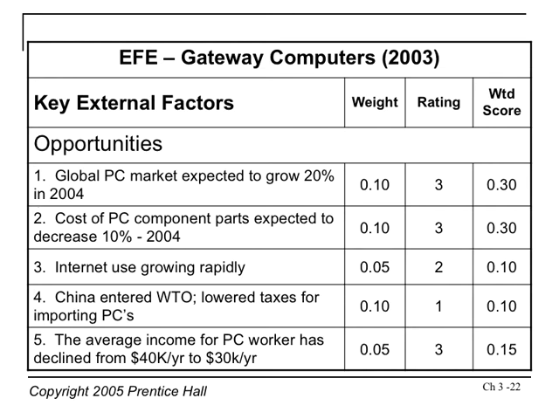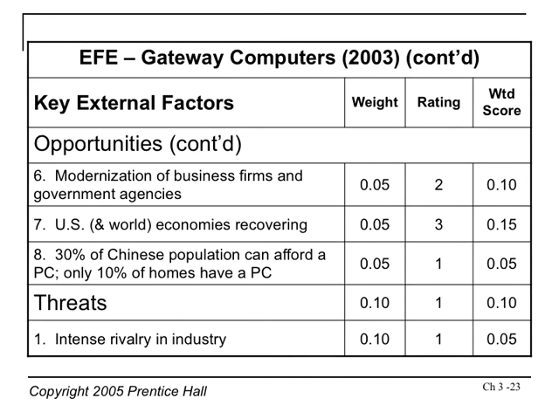The first opportunity: the global PC market expected to grow by 20%. The second: the cost of PC component parts expected to decrease. And then the third: internet use growing rapidly. Then China entering the World Trade Organization. Average income for PC workers declining. Monetization of business firms and government agencies. The US economy and the world economies recovering, and 30% of the Chinese population can afford PCs. Only 10% of homes have PCs. So these are opportunities, right?